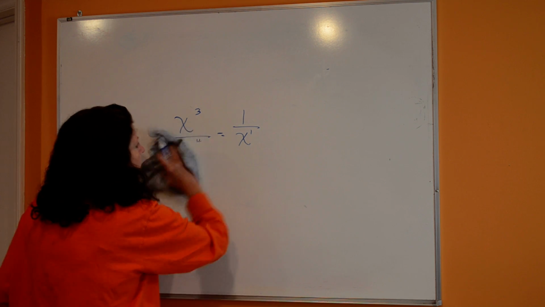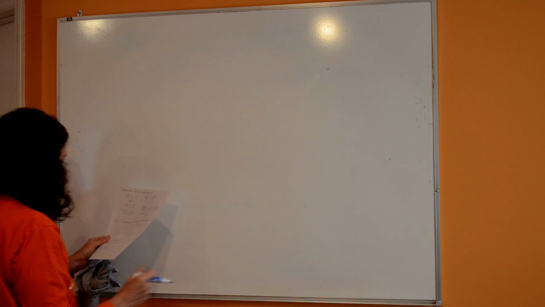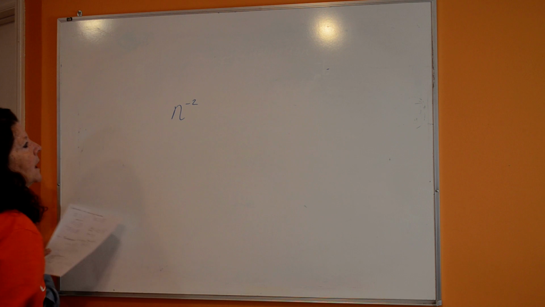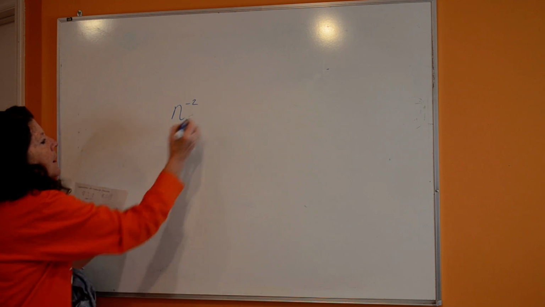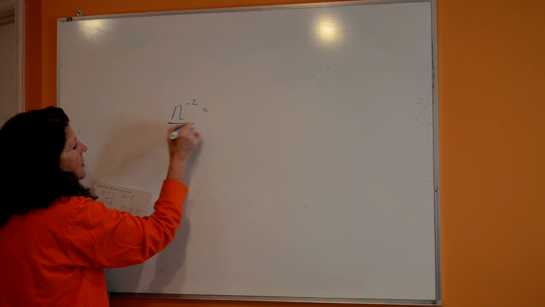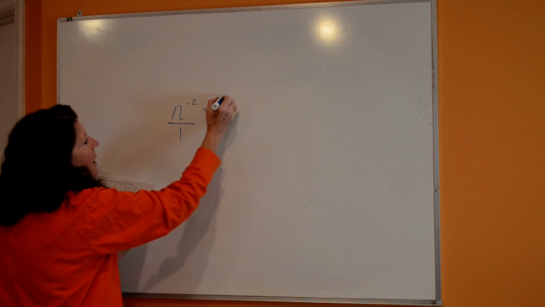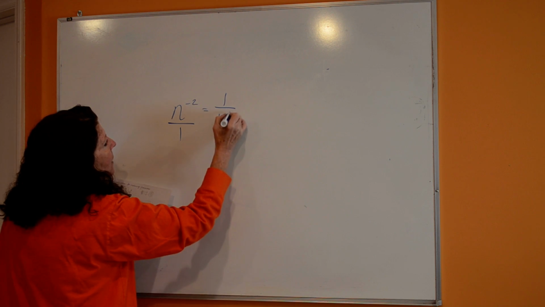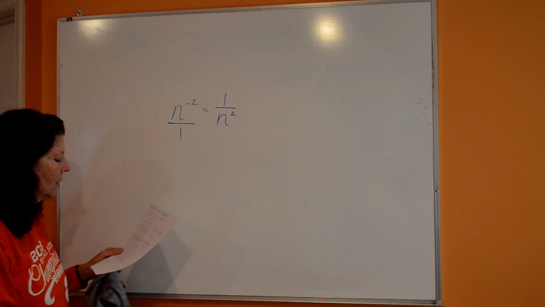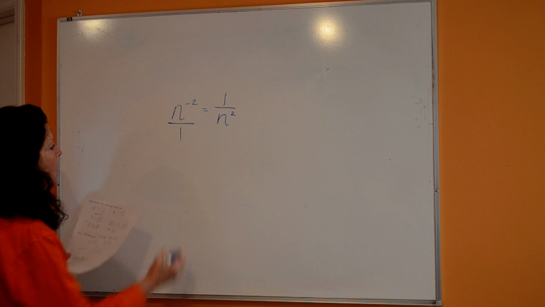Section 4.7 had to do with negative exponents. So not a negative in front of it, but a negative on the exponent. The negative tells you to take it in the opposite position. So that, if you will, is on the top. I can get rid of the negative by moving it to the bottom. So n to the negative 2 power is equal to 1 over n squared.